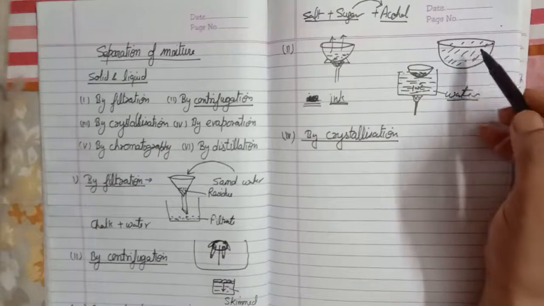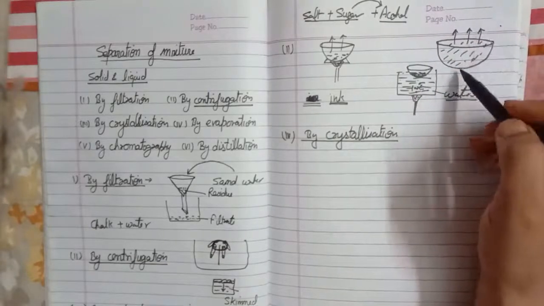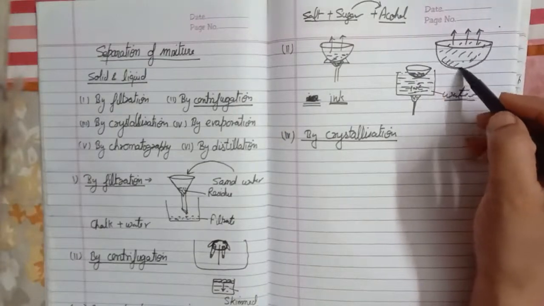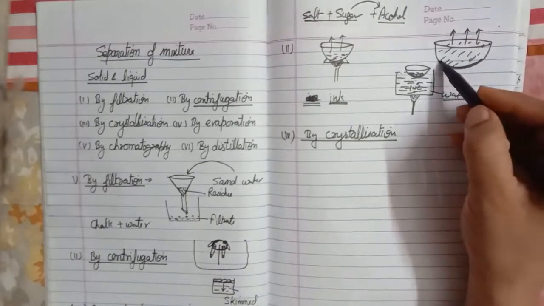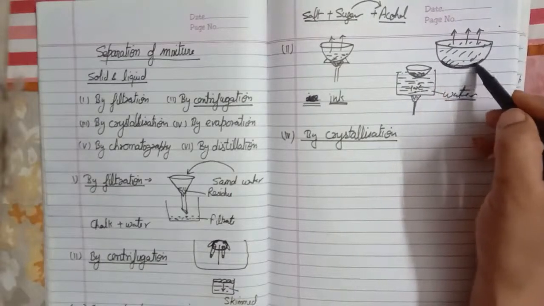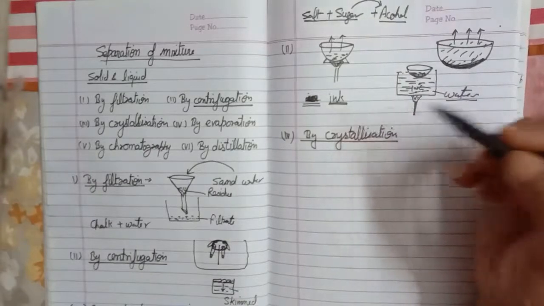By the heat of the sunlight, most of the water gets evaporated, and after the evaporation of the liquid, we get salt here. Though the salt is not pure, it can be purified by different methods, but we get salt by the method of evaporation from seawater.